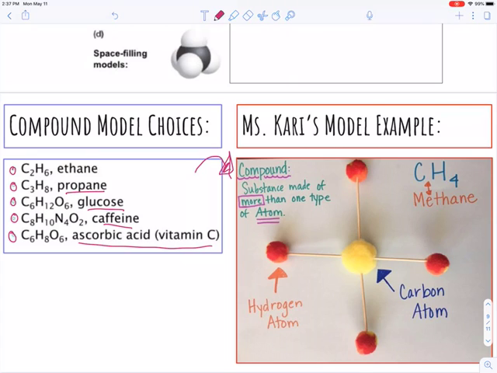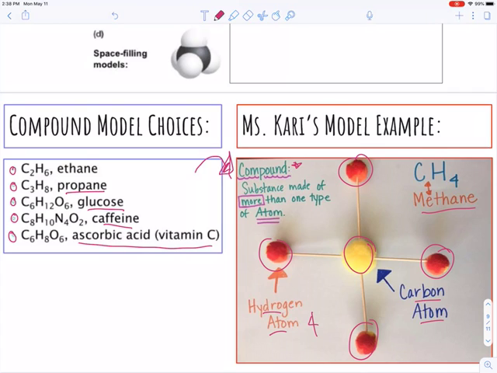I have represented methane, which is CH4, and in the center you can see the carbon atom, which I labeled, and around the outside are the hydrogen atoms, of which there are 4. And then I even put a definition of compound, because I wanted to make sure that I really understood what a compound is and how it's different from an element.